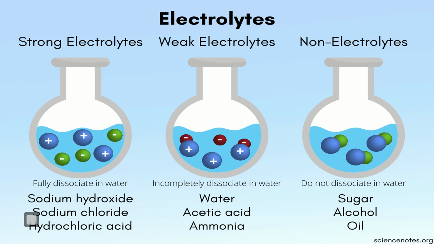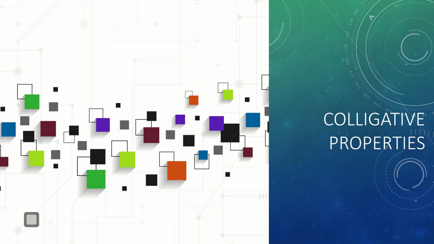Weak electrolytes include water. Water can conduct electricity, it just doesn't do it that well. Other ones are acetic acid, which is vinegar, and ammonia. Things like sugar, alcohols, and oil don't really dissociate, so they're non-electrolytes.